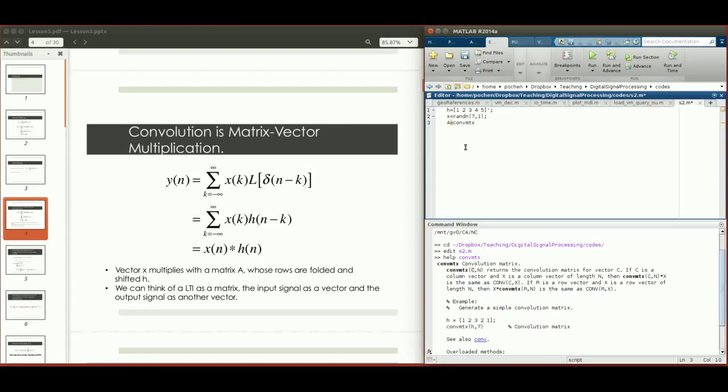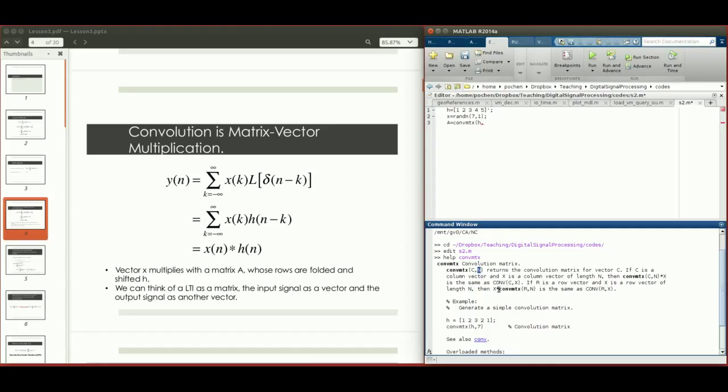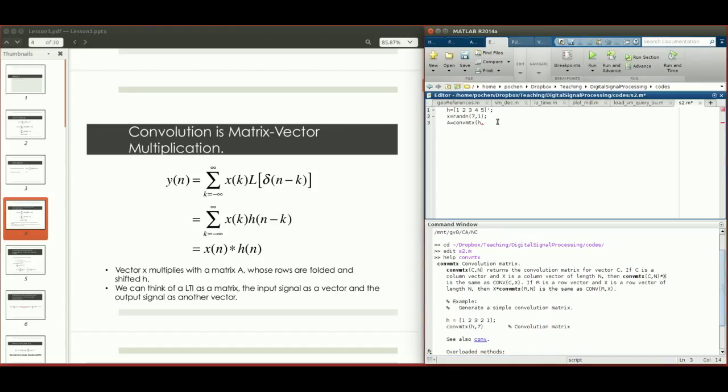The convolution matrix. Here the first input is going to be the impulse response h, now a column vector. And what's going to be the second input? It shows that it's big N. What's supposed to be the big N? x is a column vector of length n. So big N is supposed to be the length of the other signal that you're multiplying the matrix with. So it's supposed to be the length of x.